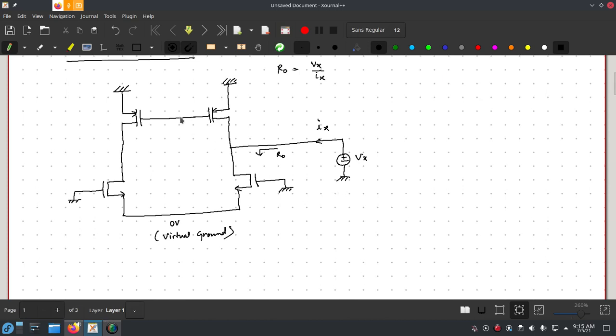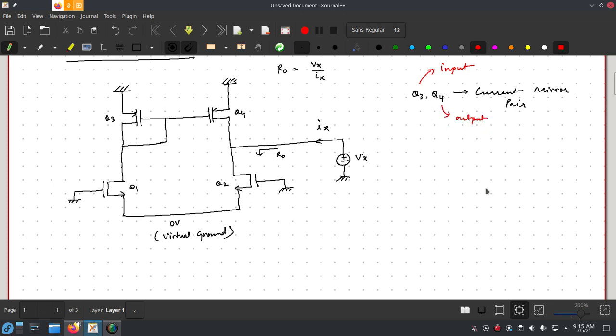I'm sorry, this has to be connected to this. I will call these Q1, Q2, Q3, and Q4. Just to summarize, Q3 and Q4 form the current mirror pair, of which Q3 is the input and Q4 is the output.